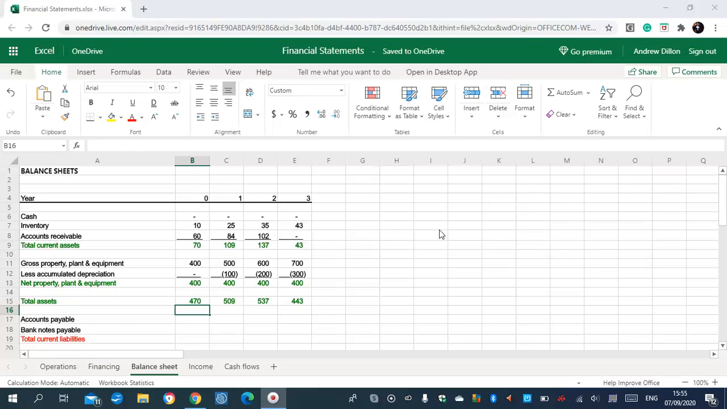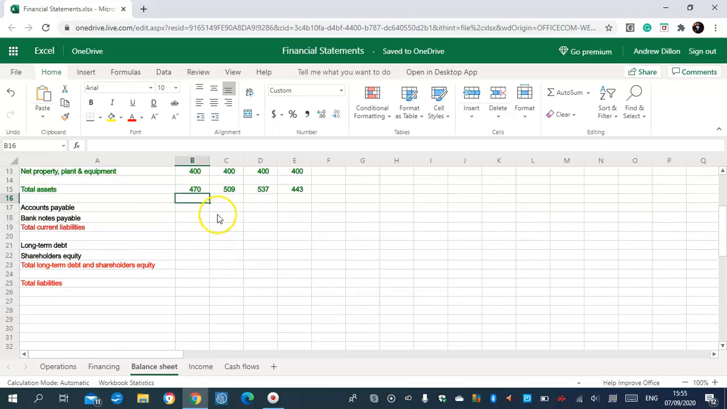We're nearly halfway through the balance sheet and nearly halfway through the financial statements. So now I'm going to move on and calculate the accounts payable. Okay, here it is.